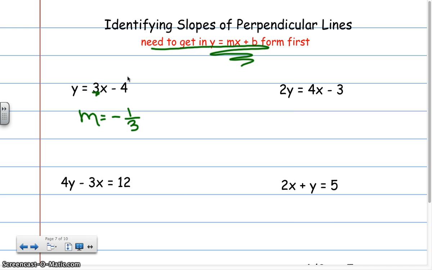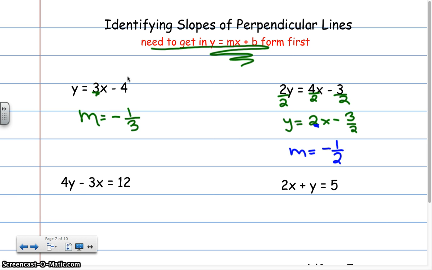Okay? Now this next one, I can't identify what the perpendicular slope is yet because y isn't alone. So the first thing I'm going to do is go through and make y alone. And I get y is equal to 4/2 is 2x minus 3 halves. That 3 halves is ugly, but I don't care about it at all. My slope of the line that I am perpendicular to is 2. What's the slope of my perpendicular line?